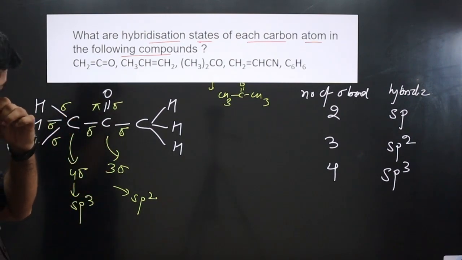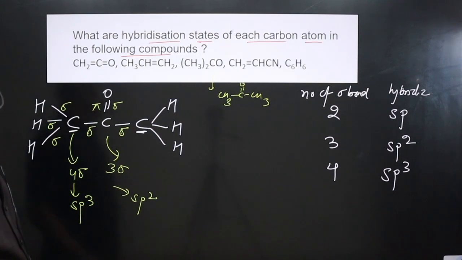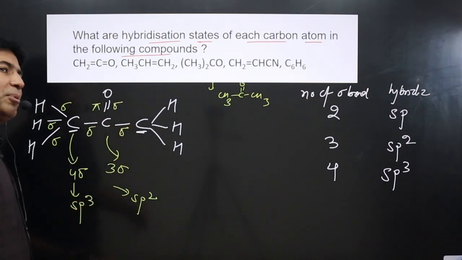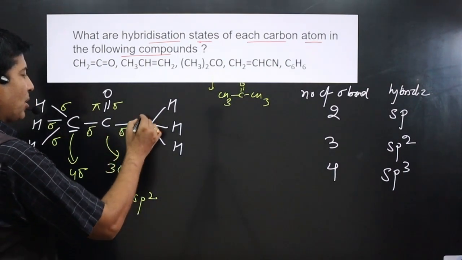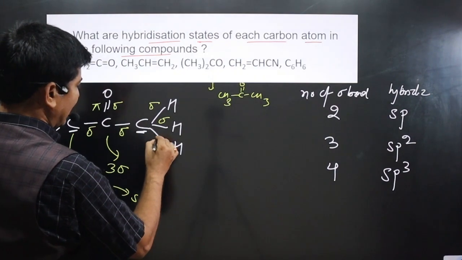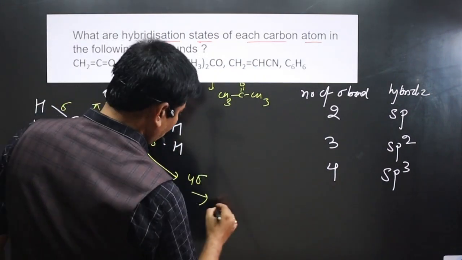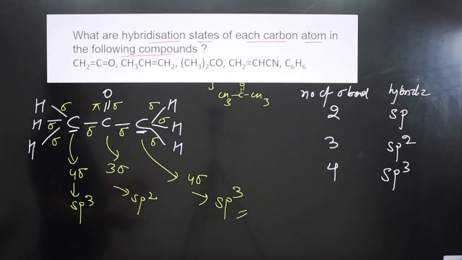Now the next carbon. You can see this carbon, the first carbon as well as the third carbon, the last carbon, are in the same environment. Same environment means equal number of bonds and the same type of bonds they are forming. This is a sigma bond, sigma bond, sigma bond, and it is a sigma bond. Hence it is forming 4 sigma bonds, and it will also be sp3 hybridized. Same environment, same number of sigma bonds, and same hybridization.